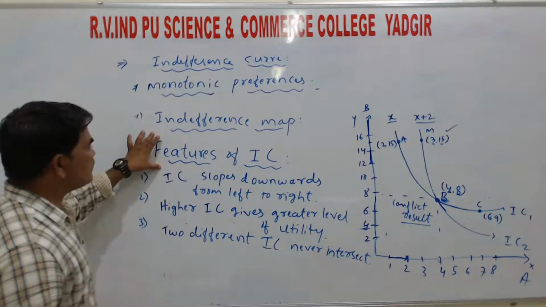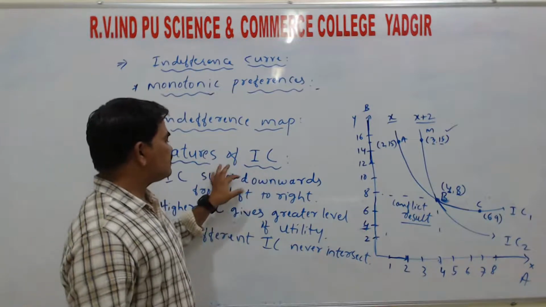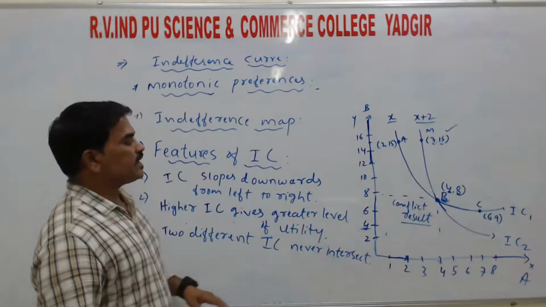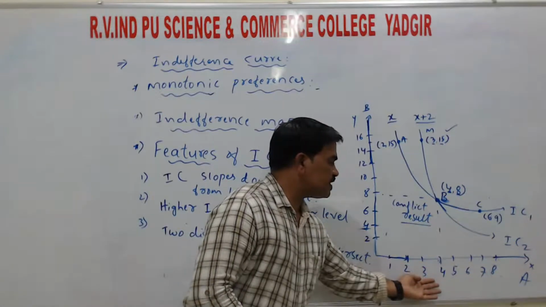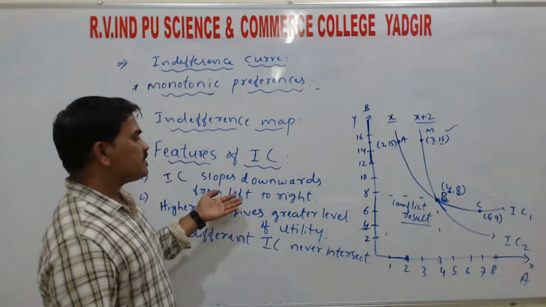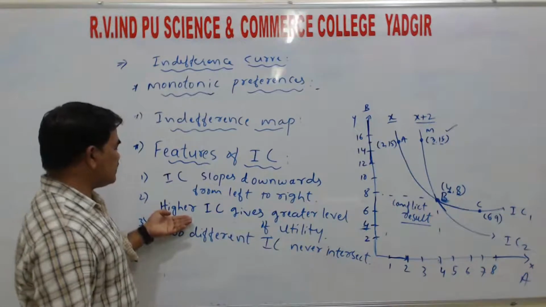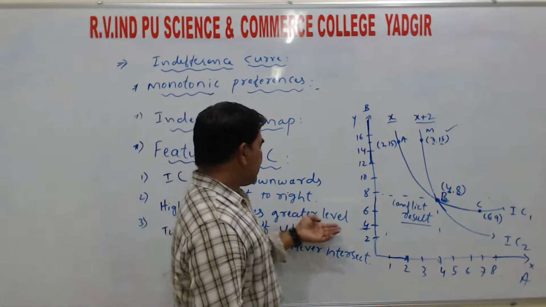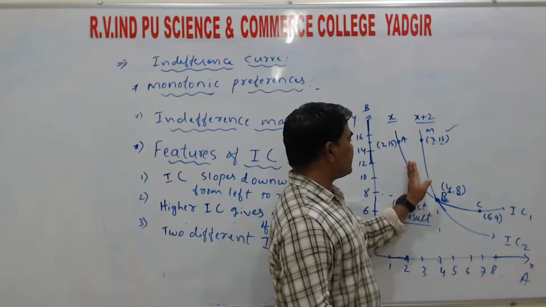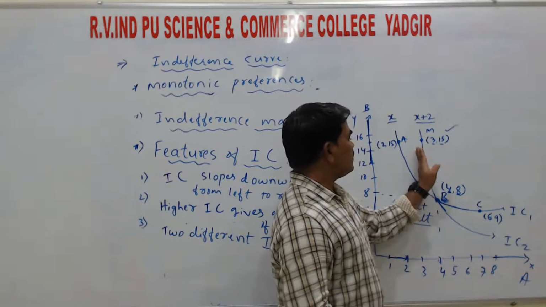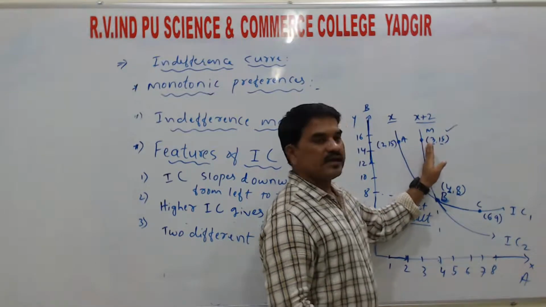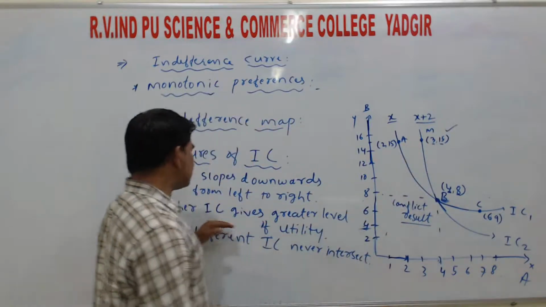And if we look into these features, the first is that the curve slopes downwards from left to right. That is the first feature, because to get extra of this product, we need to forgo some of the other product. That is the nature. That's why it always slopes downwards from left to right. And the second feature is that a higher IC curve gives a greater level of utility. If we compare IC curve 1 to a higher IC curve 2, here he will get greater satisfaction. That is the second feature.